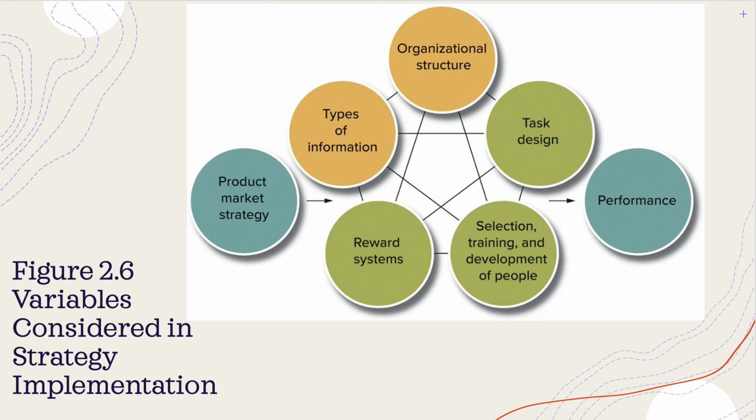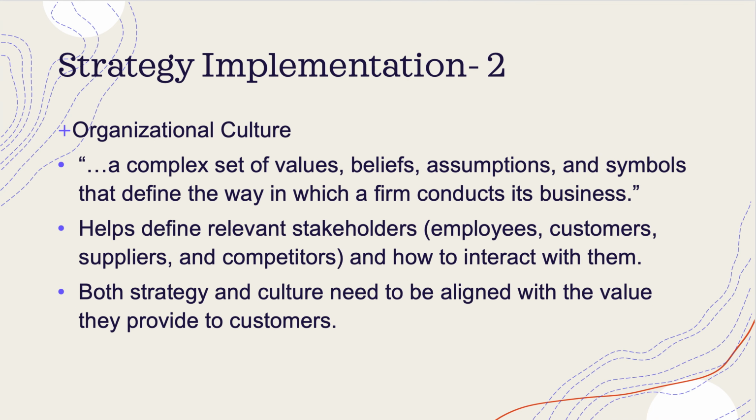Here's figure 2.6. And it presents the variables that determine success in strategy implementation. We see organizational structure, task design, selection, training, and development of people, and reward systems. We see types of information and information systems. And HRM has primary responsibility for tasks, people, and reward systems, and can directly affect structure and information and decision processes. So you see where the HRM can come into play.